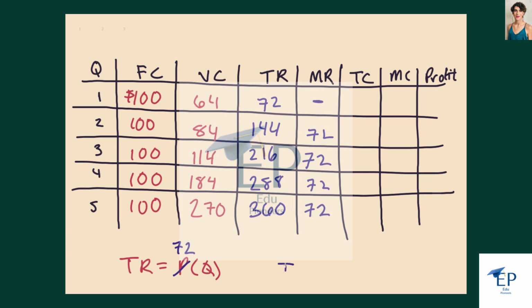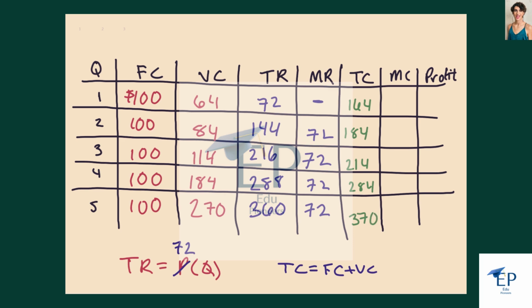Now our total cost is equal to fixed cost plus variable cost. So we just have to take the sum of these two columns. So this is equal to 164, is equal to 184, is equal to 214, this is equal to 284, and this is equal to 370.